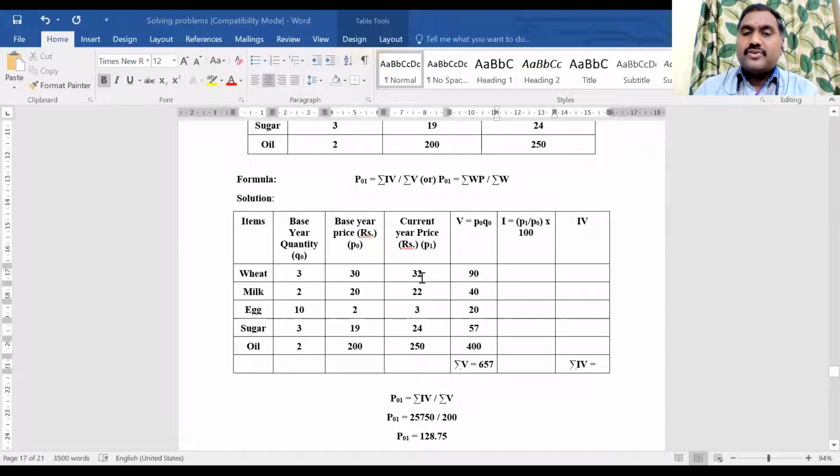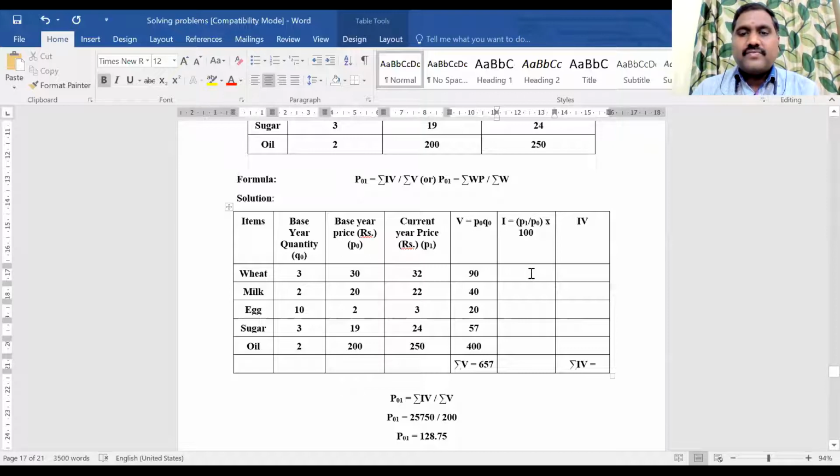V equal to P0 into Q0. Okay, that's why we have calculated V. Or we can take it as a W. That's why I told you, you can take anything. Now, here I want to work out the problem with the second formula. That's why I mentioned the V.